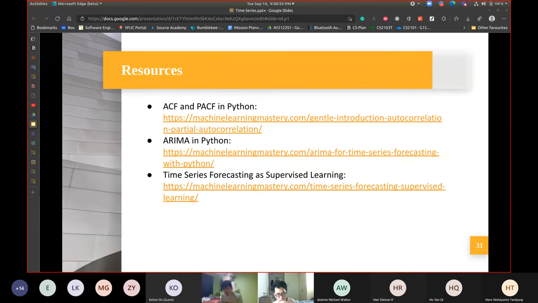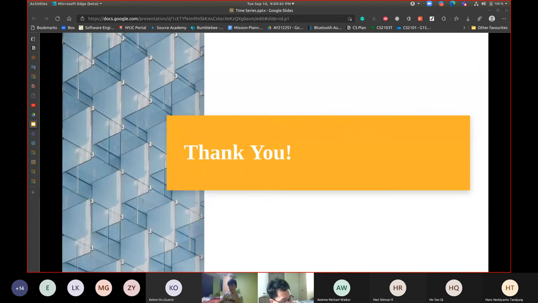And these are some resources to read up more about what we have discussed. These resources focus more on the programming aspect. The ACF and PACF is here. You don't quite need to know the details, as long as you know how to call the functions. For ARIMA, after what you have learned today about how it works behind the scenes, this is the actual coding aspect. You can take a look at it. And then we have time series forecasting as supervised learning, which is trying to use the deep learning approach to do time series prediction. That is all for today. It's a very fast presentation, obviously. Anyone have any questions? I'll be sending the slides, so no worries about that.